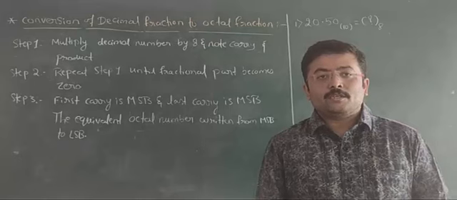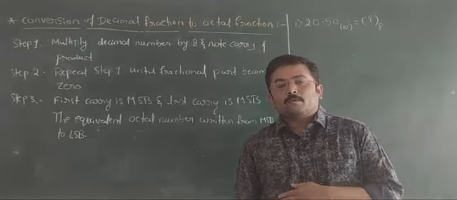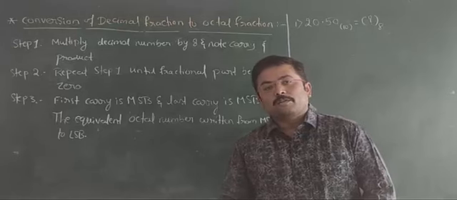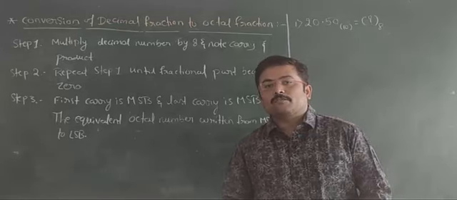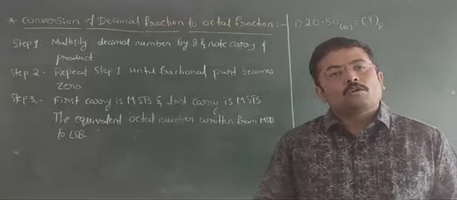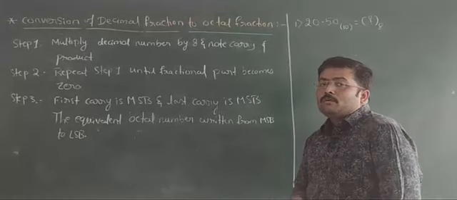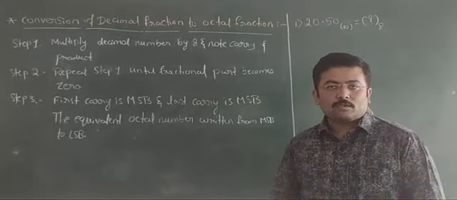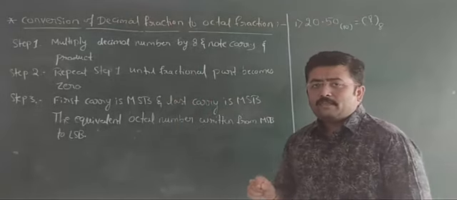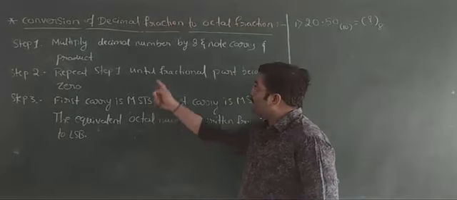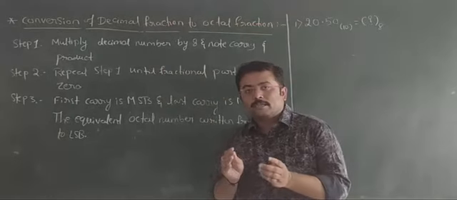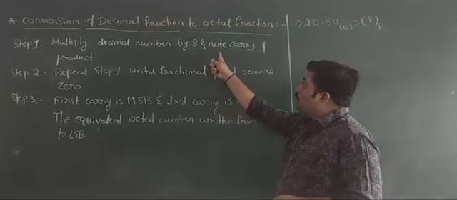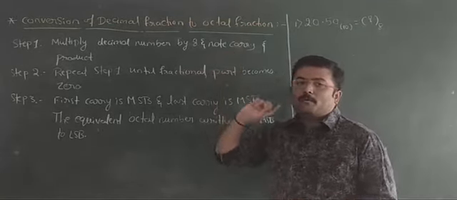Data representation. In the previous class we discussed the conversion of the decimal number system to the octal number system. In this class, let us discuss the conversion of decimal fraction to octal fraction. The first step to convert a decimal fraction to an octal fraction is that the given decimal fraction should be multiplied by 8, and note down the carry and product.